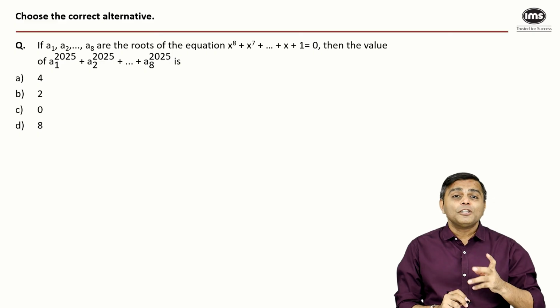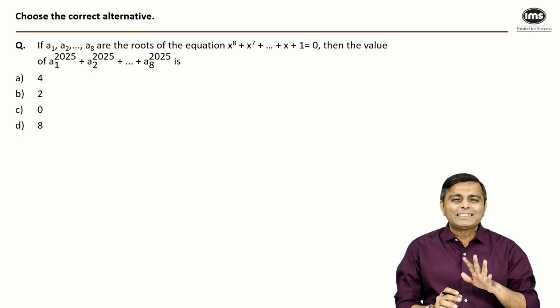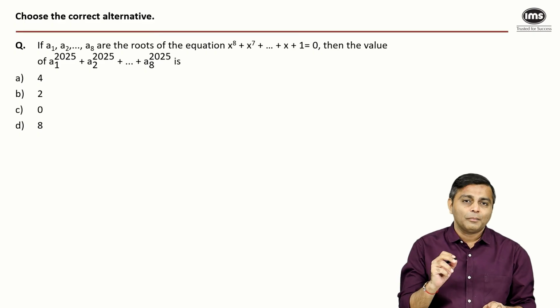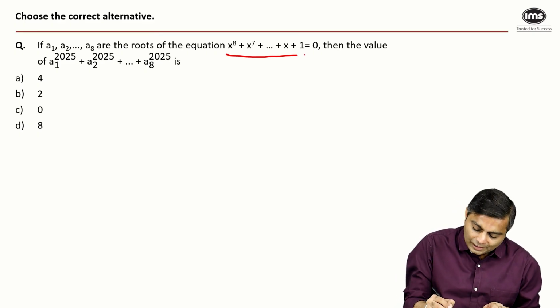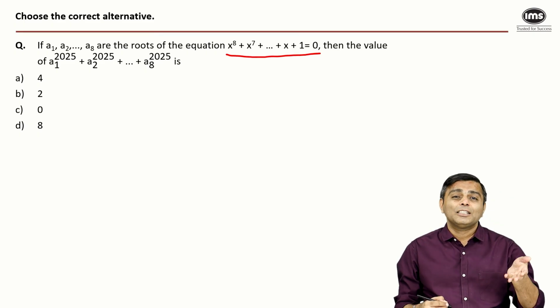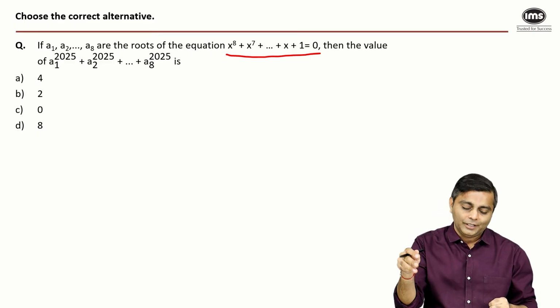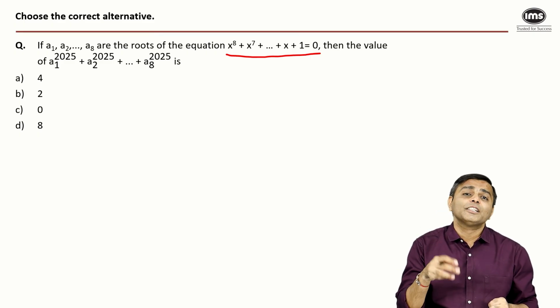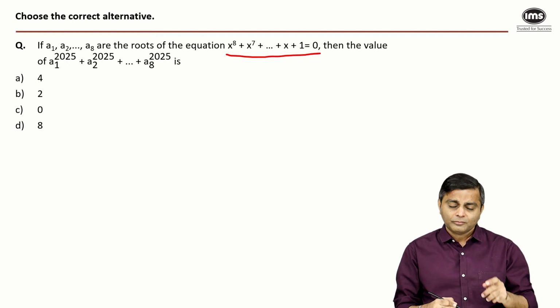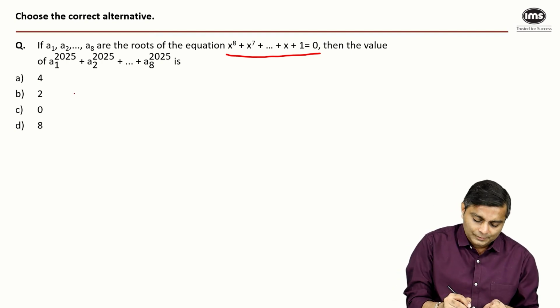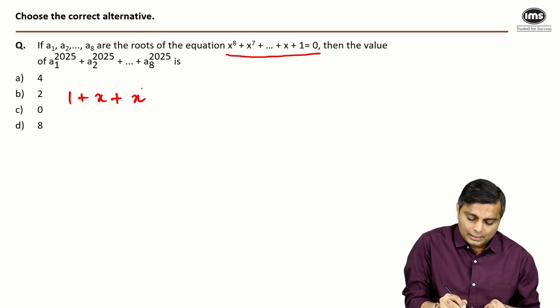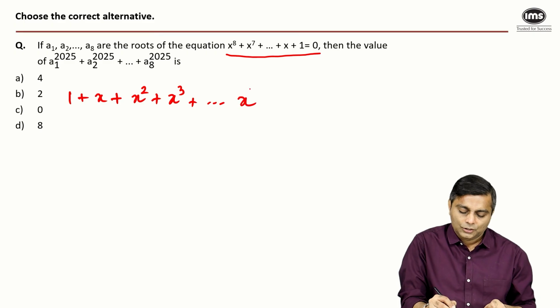Next question looks tricky. It is slightly tricky. I would not put this as very, very easy, simple. But if you just look at this, this is what they've given, and they've asked about the roots. They've asked for the roots raised to 2025: A1, A2, A3, they are all roots. Everybody raised to 2025, the sum they've asked. If I just write this in reverse, 1 plus x plus x squared plus x cubed and so on till x raised to 8.